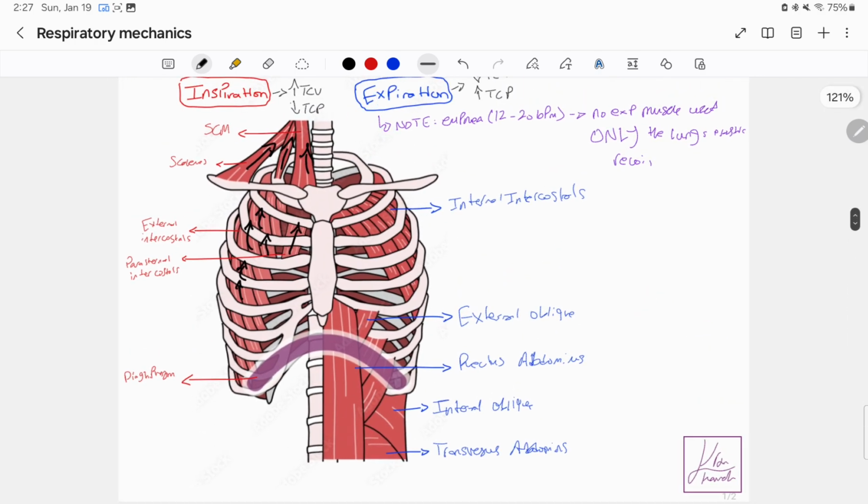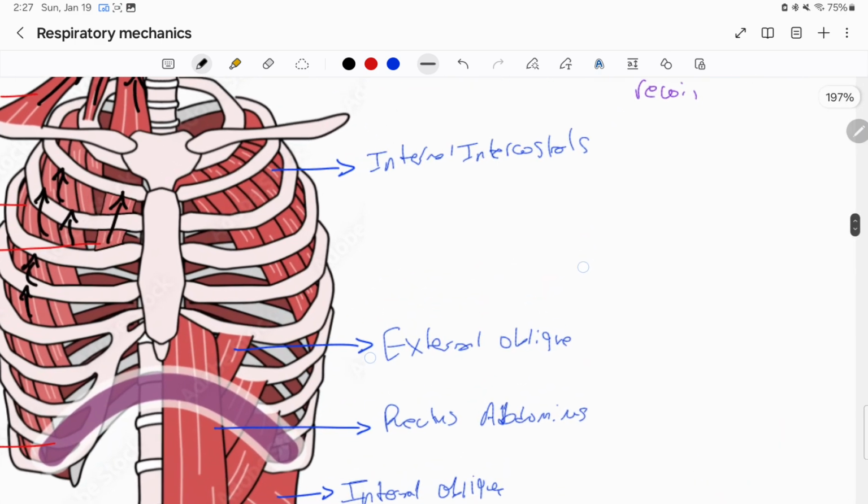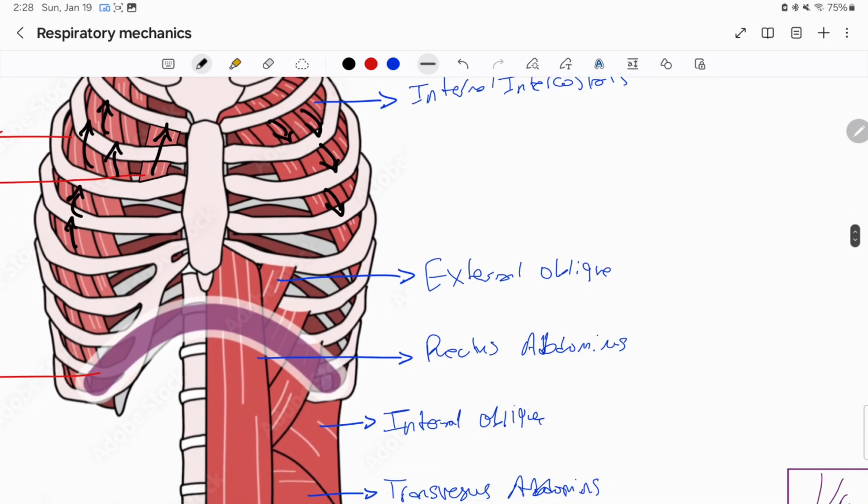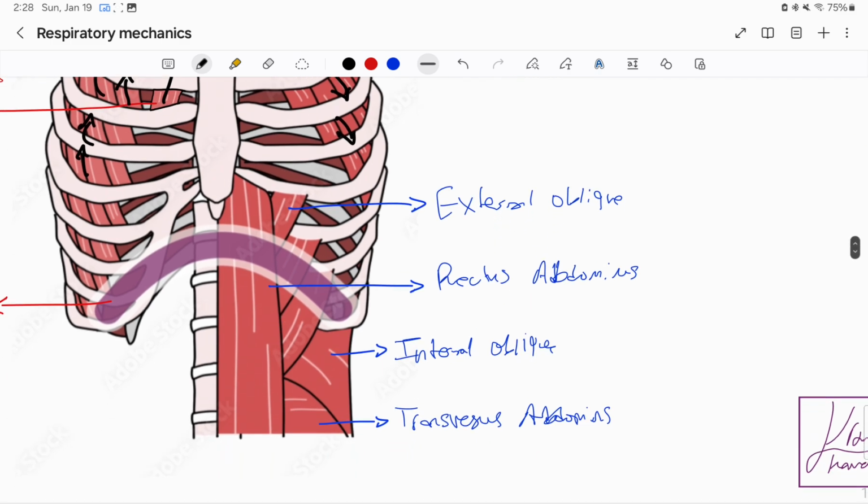What about the expiratory muscles? What are they doing? They're going to act the exact opposite. The internal intercostals, instead of pulling up, are going to pull down. They're going to make the rib cage even tighter, pressing on the lungs, decreasing the space and increasing the pressure.